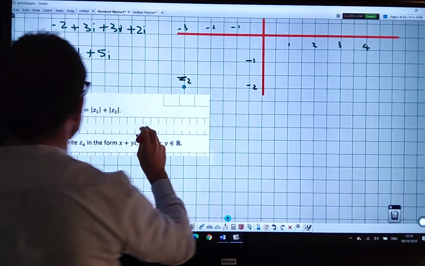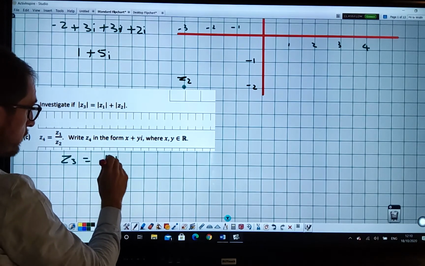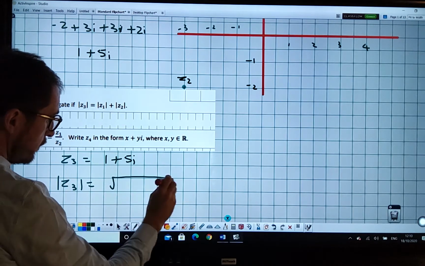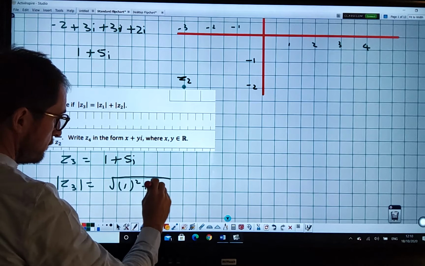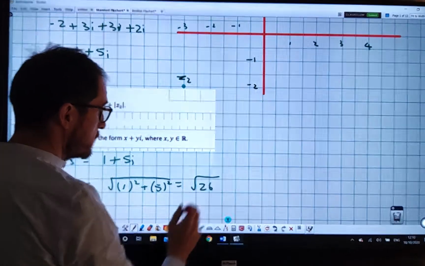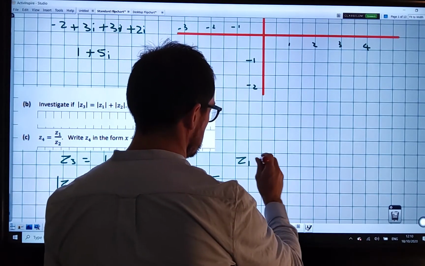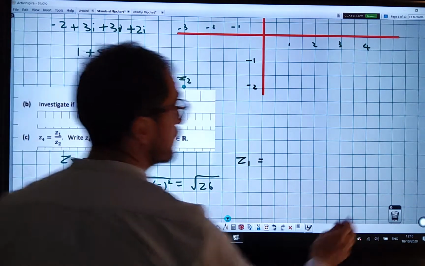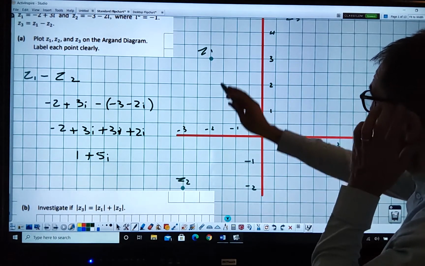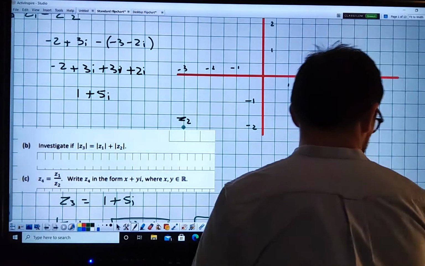Okay, so we're going to get the modulus of Z3. So Z3 is equal to 1 plus 5i. So the modulus of Z3 is equal to the square root of 1 squared plus 5 squared. So that's 1 plus 25, which is the square root of 26. Now, the modulus of Z1. So Z1 is equal to, if we just look back up here, Z1 is equal to minus 2 plus 3i.